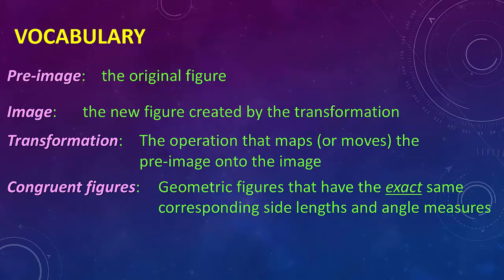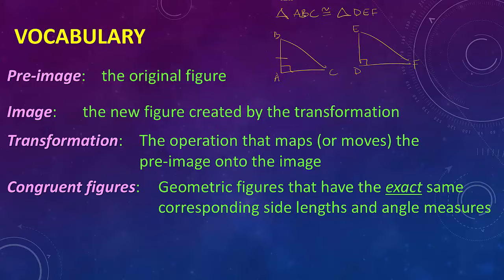Congruent figures. These are geometric figures that have the exact same corresponding side lengths and angle measures. So what I mean by corresponding is if I have a triangle that looks like this and I have another triangle, and we're going to call this one ABC and we'll call this one DEF. And we're told that these 2 triangles are congruent. That means that if we're told that triangle ABC is congruent to triangle DEF, so this symbol right here, that's the symbol for congruence. It looks like an equal sign, but it's got a little wavy symbol above it.